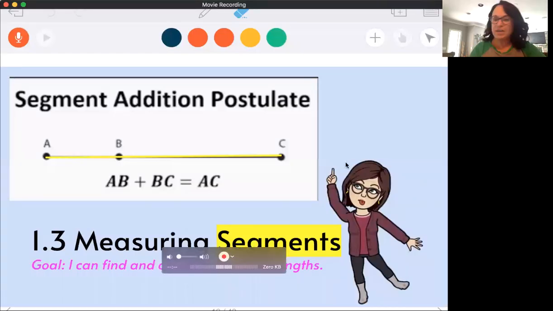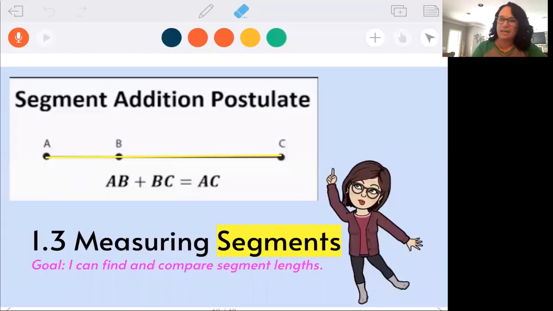Hey, so we are on section 1.3 today. It's called the segment addition postulate, also known as SAP. The first thing you might be wondering about is this weird word.